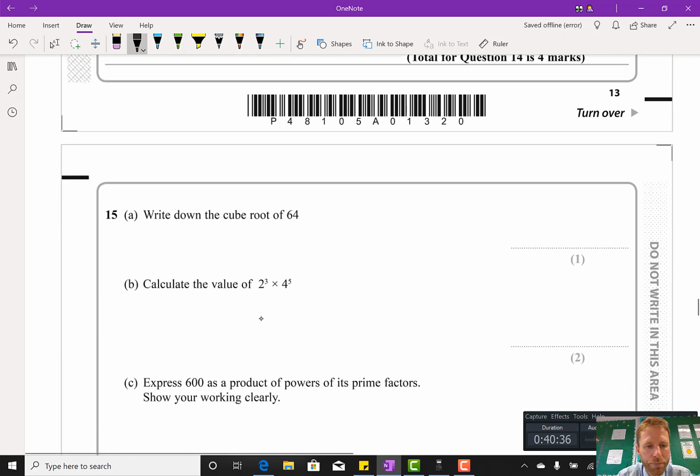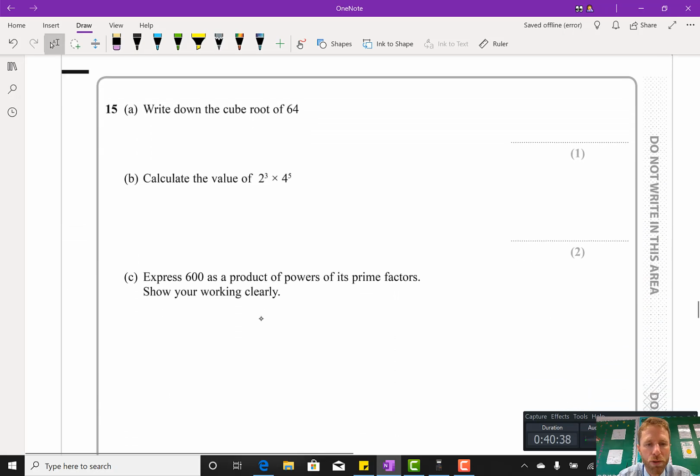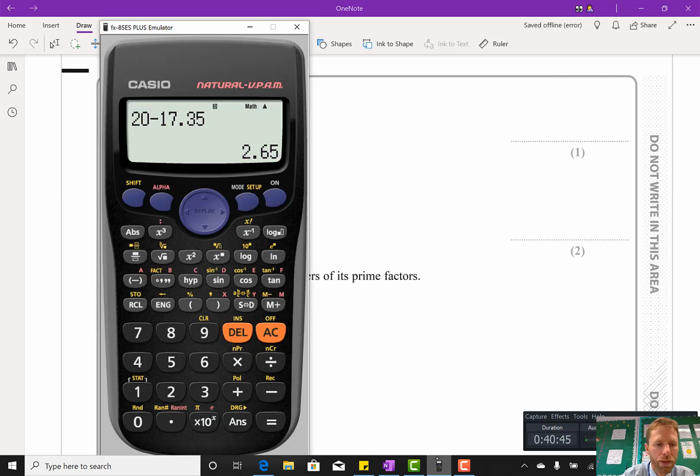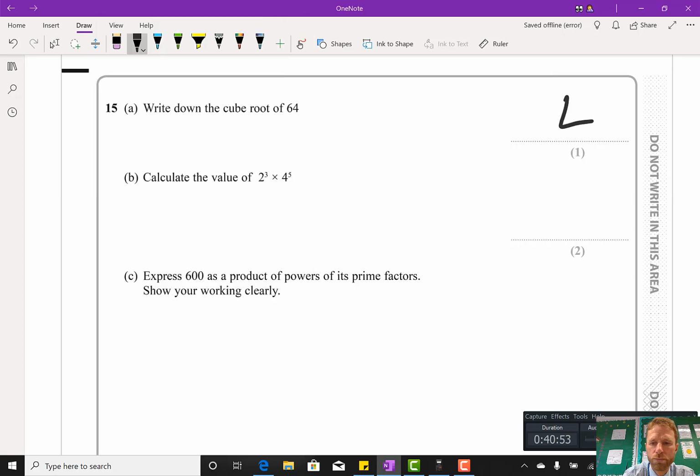Question 15, write down the cube root of 64. Nice and easy question. You've got a calculator, use it, which is what Mr. Pennell would say, you've just got to know where cube root is. Four. Only worth 1 mark, get it right.